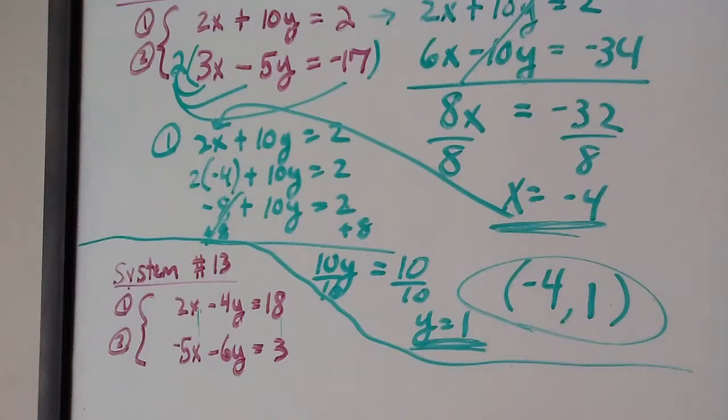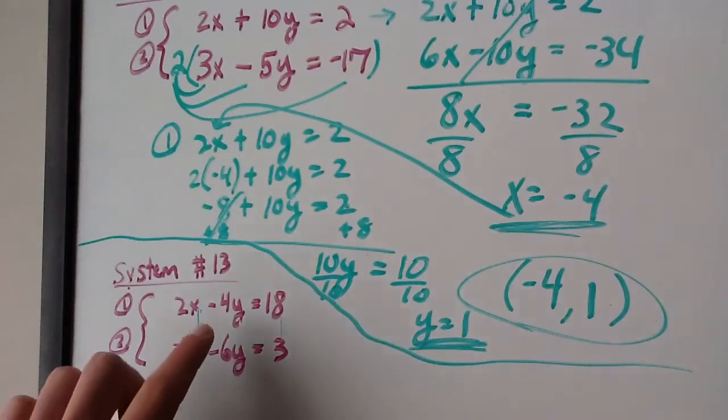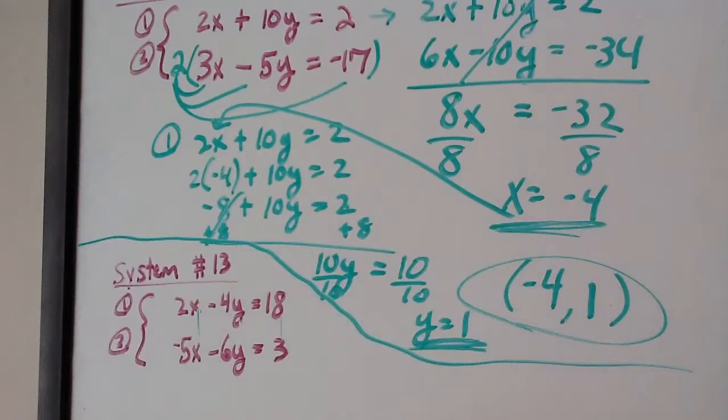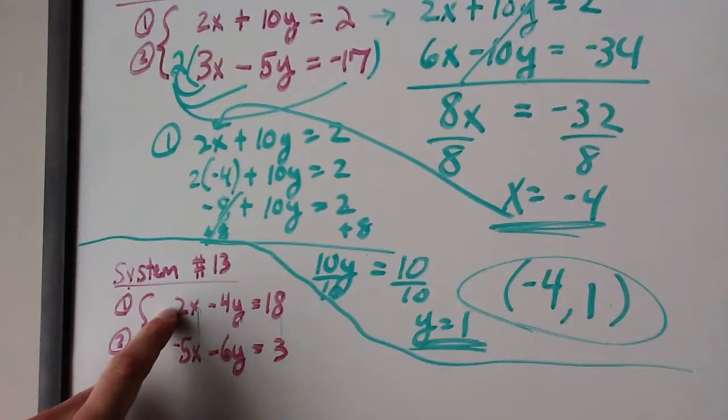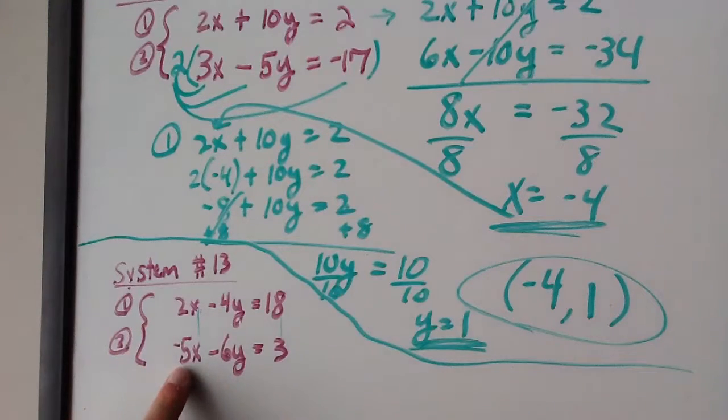Do I have opposite terms? 2x and negative 5x? Nope, those are not opposite terms. Negative 4y, negative 6y? No, they're not opposite terms. So I don't have opposite terms. I need to create opposite terms. Can I get 2 and negative 5 to the same number? Is there a common multiple between 2 and 5 that you can think of? 10, right? Can I get 2 to be 10? Yeah, I can multiply by 5. Can I get 5 to be 10? Yeah, I can multiply by 2.